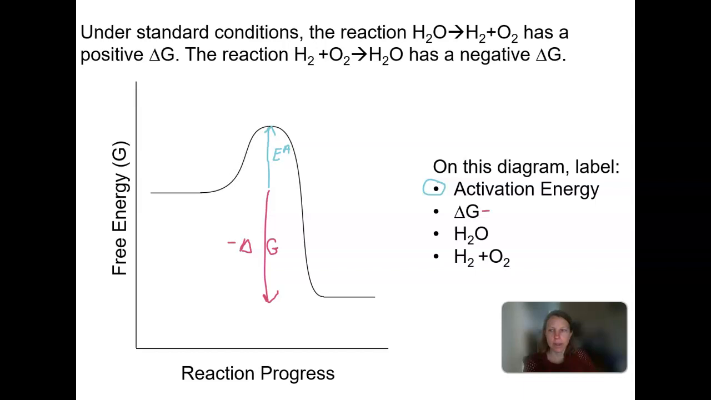Well, we already drew in our delta G, thankfully, so that is helpful. And that tells us that we know we have a negative delta G. Therefore, hydrogen gas plus oxygen must be our reactants, and water must be our product.